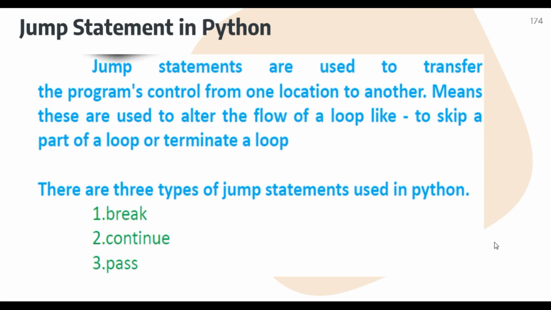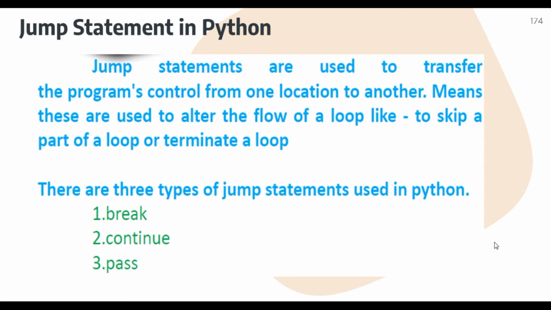So let's begin. First, what is a jump statement? Jump statements are actually used to transfer the program control from one location to another location of the same program. That means these are used to alter the flow of a loop, like skipping a part of the loop or terminating the loop also.